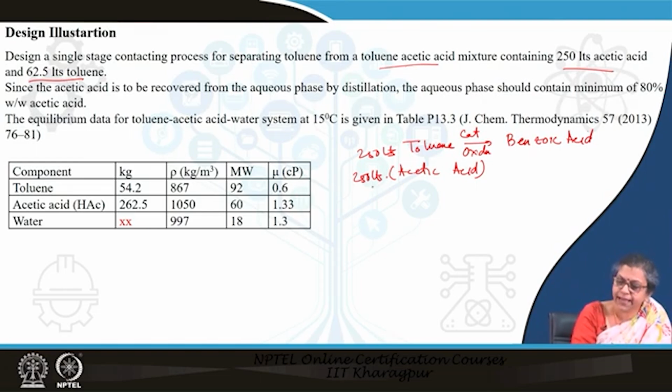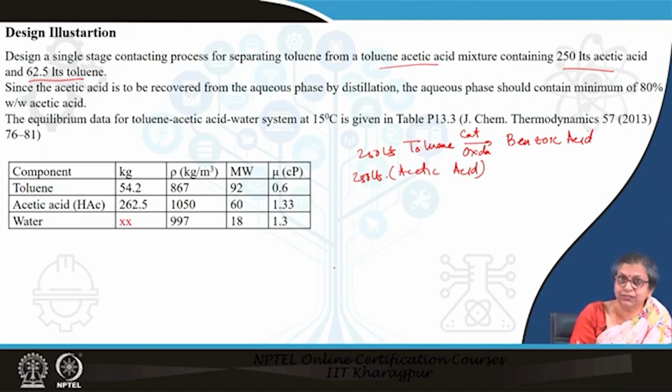So, therefore, we would like to separate the acetic acid from the toluene, so that this toluene can be reused again. What do we do? We know that acetic acid is highly soluble in water. So, therefore, we add water to this mixture and we try to separate acetic acid.